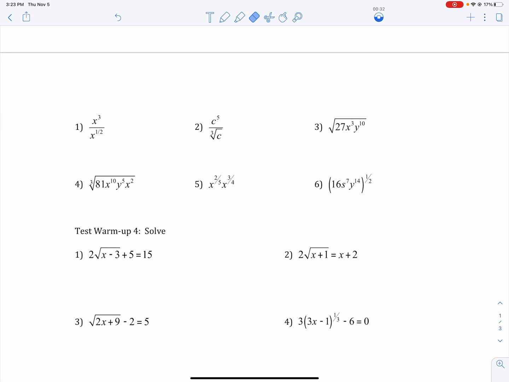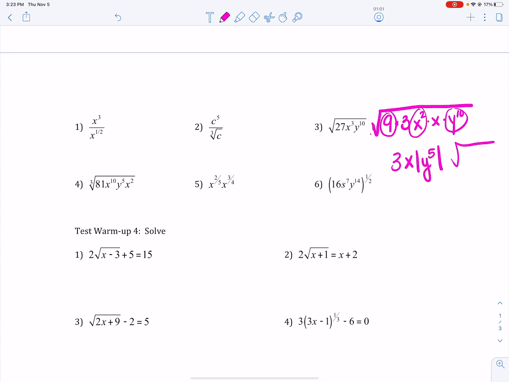All right, so on the next one, I need to simplify this. It's a square root, so I've got to think about perfect squares. So I could rewrite this as 9 times 3 because 9 is a perfect square. I could rewrite this as x squared times x because x squared is a perfect square. And then y to the 10th is a perfect square. It already was, and it's even and even coming out odd. So your answer would be 3x and then the absolute value of y to the 5th, because that's even and even coming out odd. And then everything that you didn't circle would still be left inside. So that was your answer on 3. Okay, look at it, pause it, whatever you need to do.